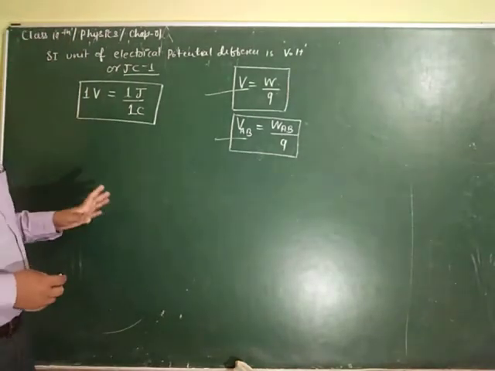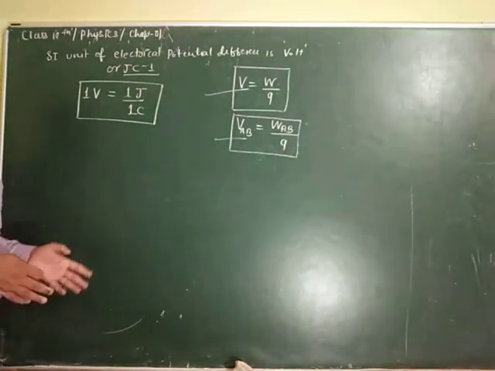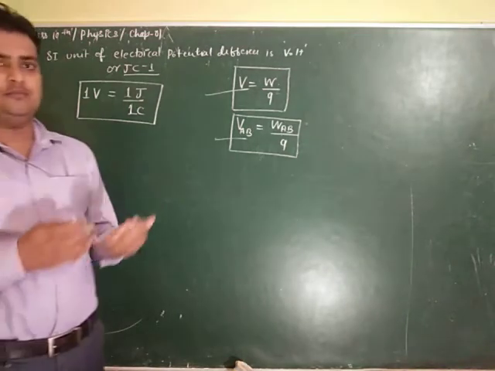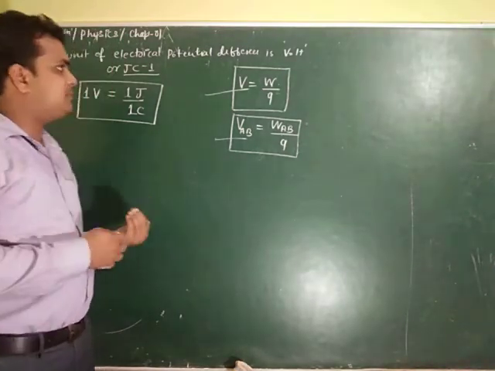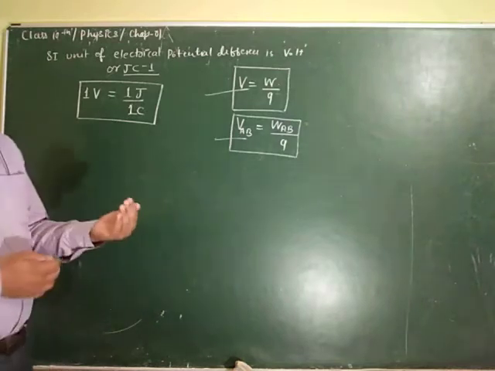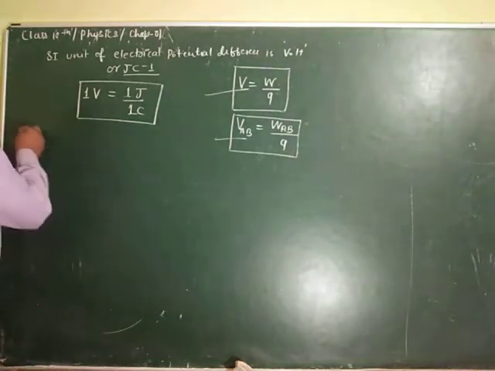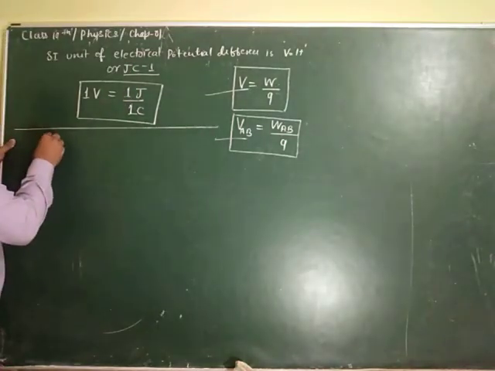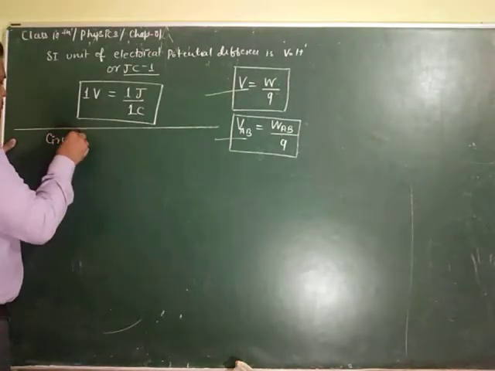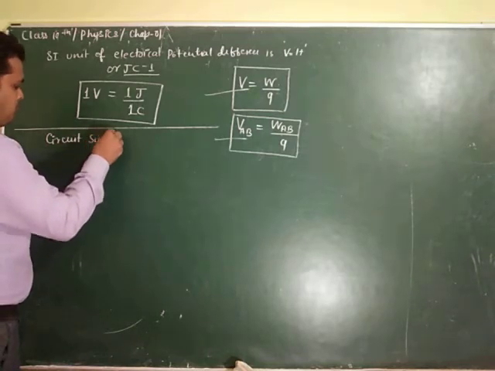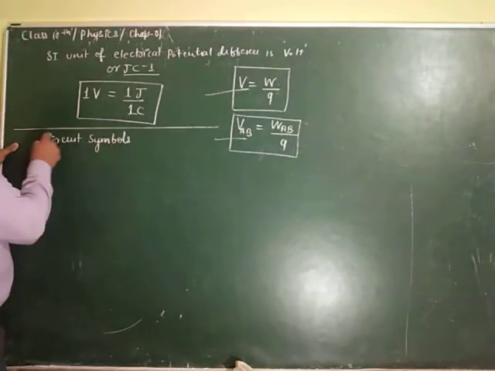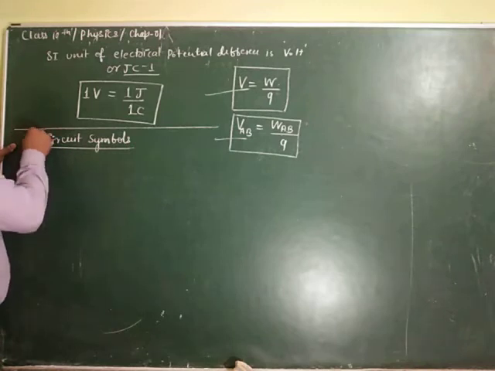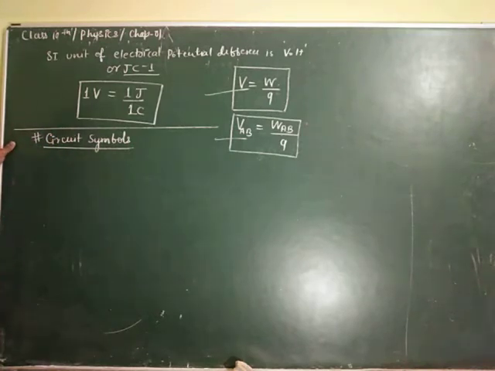Till here we have studied current and potential difference, current and voltage, and after this we have to study Ohm's law. But before explaining Ohm's law, you need to know some basics of circuits, that is, the circuit symbols, which are very easy and convenient to remember.